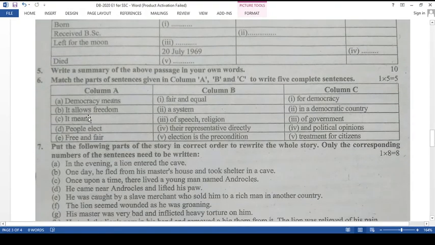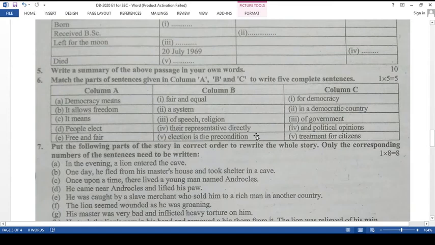Question number 6. This is a very common question. So if you make it common, it will be very easy. But the answer may vary here. Democracy means it allows freedom. It means people elect, free and fair and equal. A system of speech, religion.